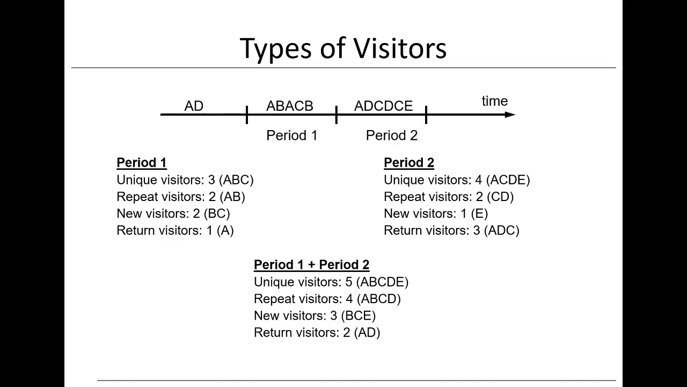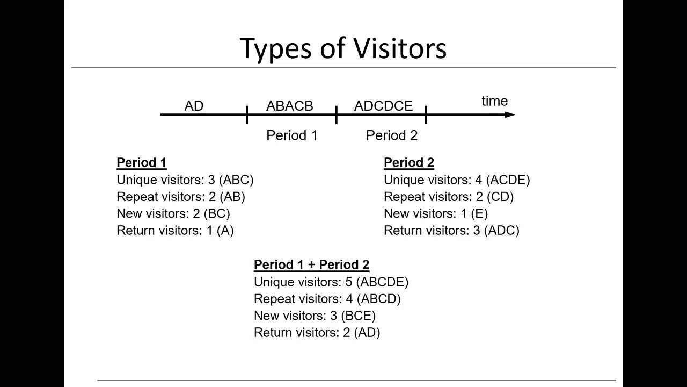You can see this illustrated here. For reporting period 1, we have 3 unique visitors, A, B, and C. We have 2 repeat visitors, A and B, we have 2 new visitors, B and C, and we have 1 return visitor, A. For reporting period 2, we have 4 unique visitors, A, C, D, and E. We have 2 repeat visitors, C and D, 1 new visitor, E, and 3 return visitors, A, D, and C.